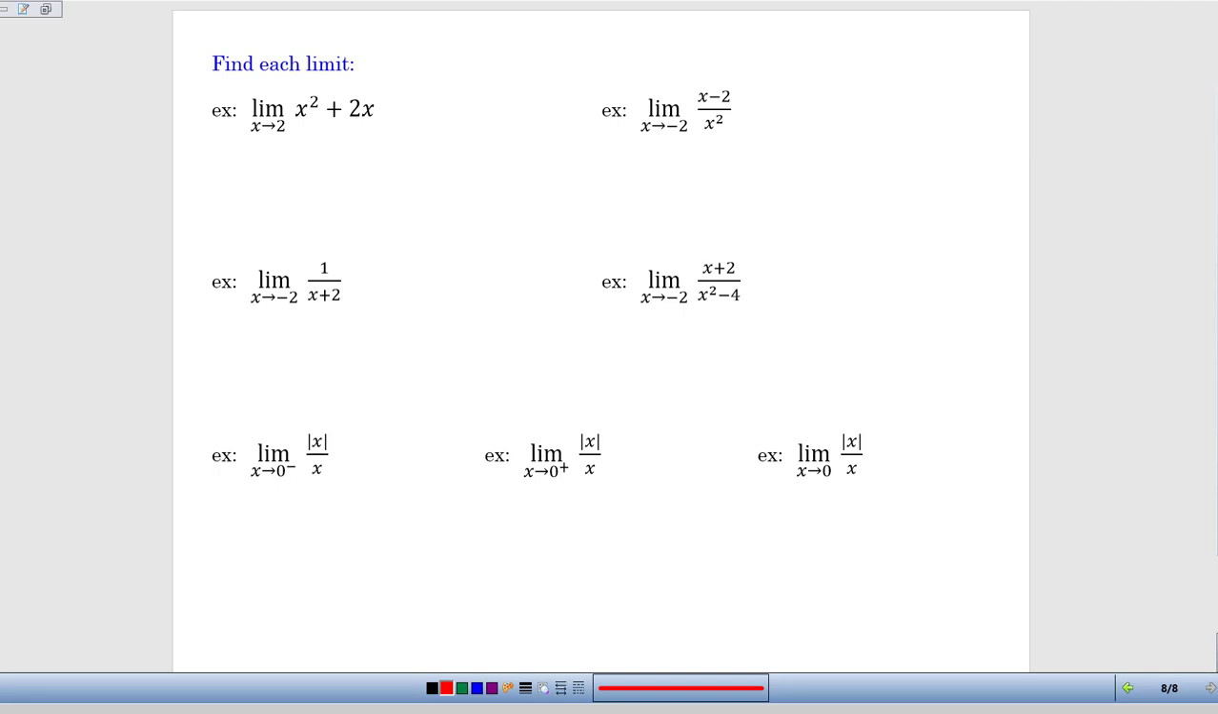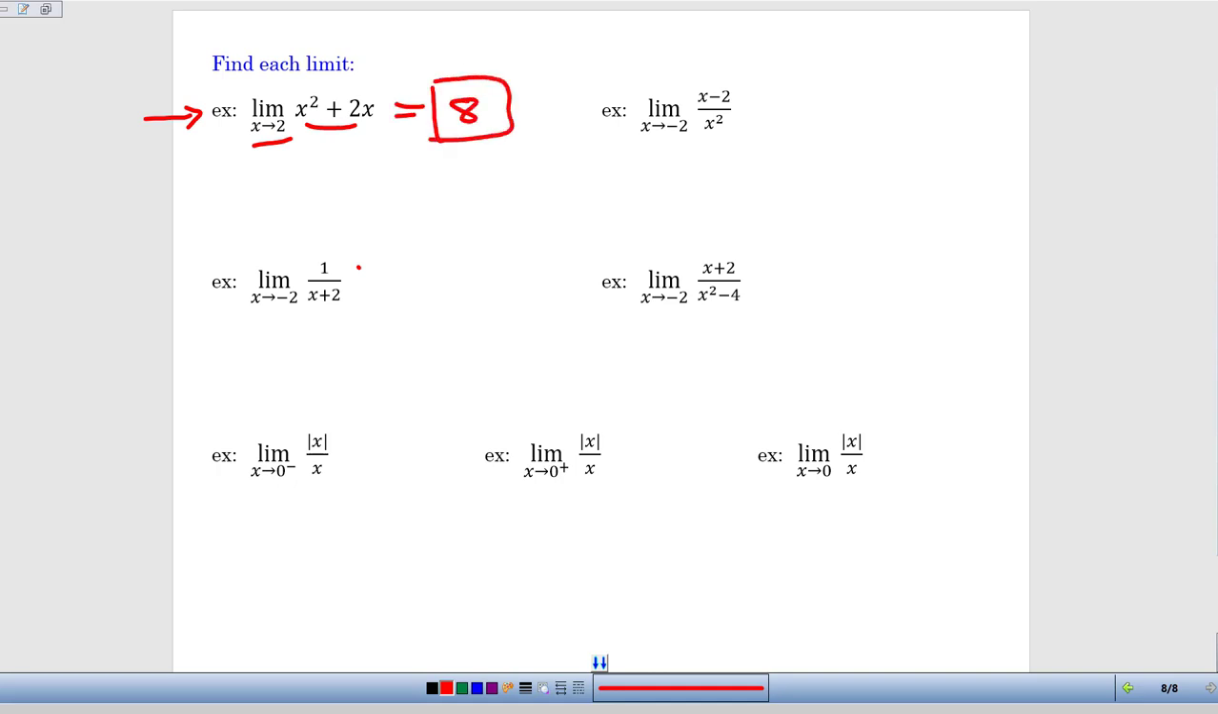What this first question is saying is, we want to know what is the limit. What is the y coordinate that this function approaches as x gets closer and closer to 2. Our first step in trying to determine this is to just try to plug in that value of 2 into this function. In this case, there's nothing stopping us from plugging in 2. There's no division by 0, there's no square root of a negative or anything like that. So I'm going to just do exactly that. I'm going to plug 2 into this function. And so 2 squared is 4, 4 plus 2 times 2 is 4, so 4 plus 4 is 8.